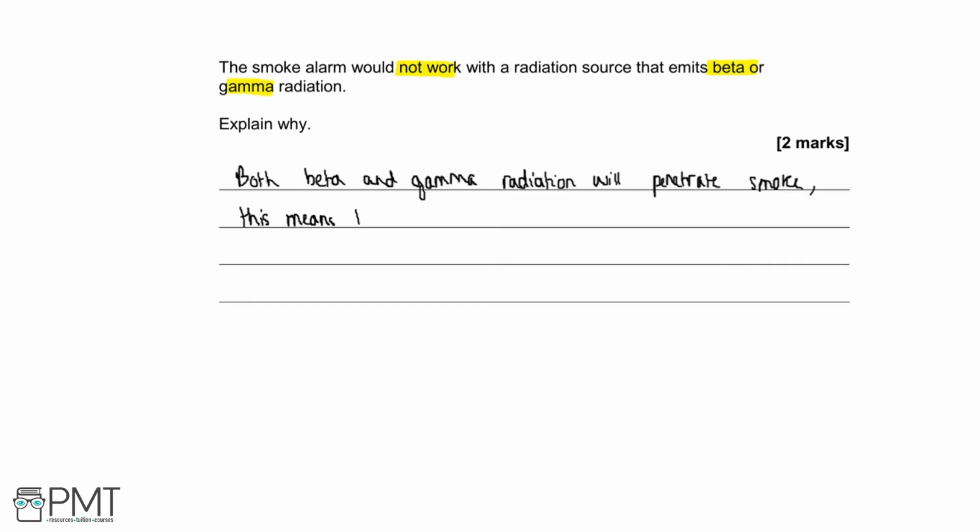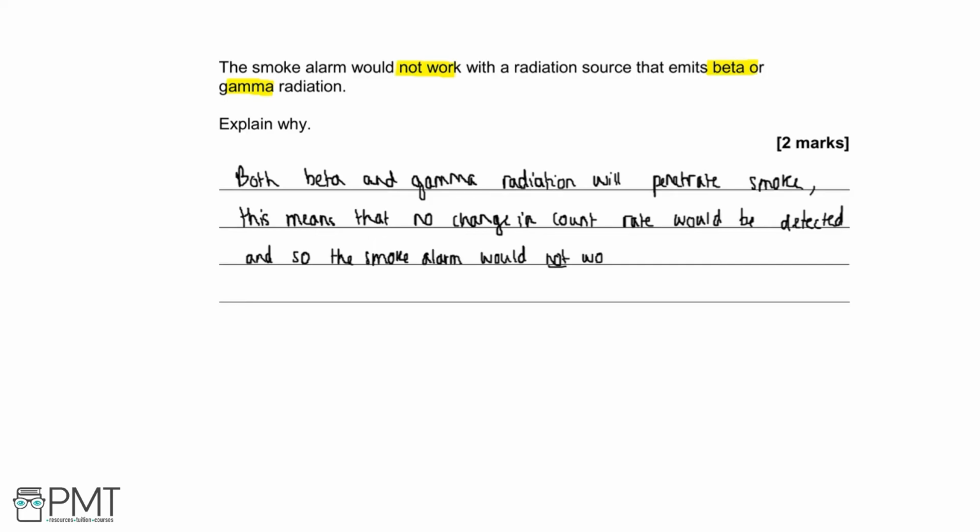And the reason for this is that the smoke alarm works on the basis that the count rate decreases when there is smoke present, and this causes the alarm to go off and tells the people in the house that there is smoke. However, because the beta and gamma radiation can penetrate the smoke and it's not affected when there are smoke particles, the count rate will just stay the same. So the count rate will not change enough for the alarm to switch on, and that is our second point.